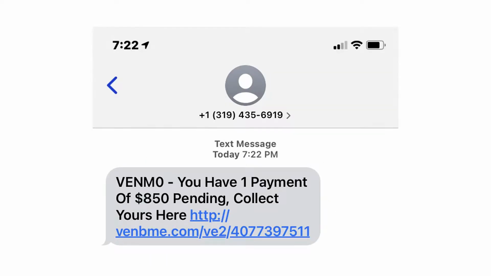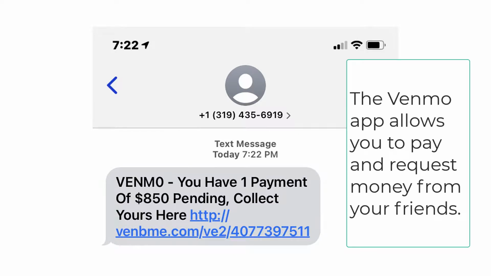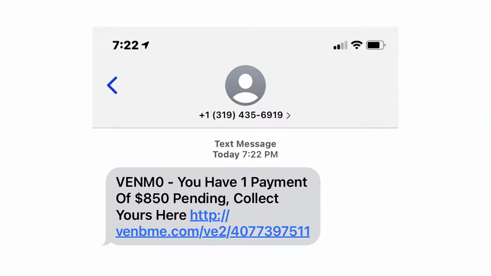This is the one I just received. So this is apparently a message from Venmo. You have one payment of $850 pending. Collect yours here. Again, they're trying to motivate me through greed. $850 that is coming my way. But let's see why this is clearly a social engineering attack.